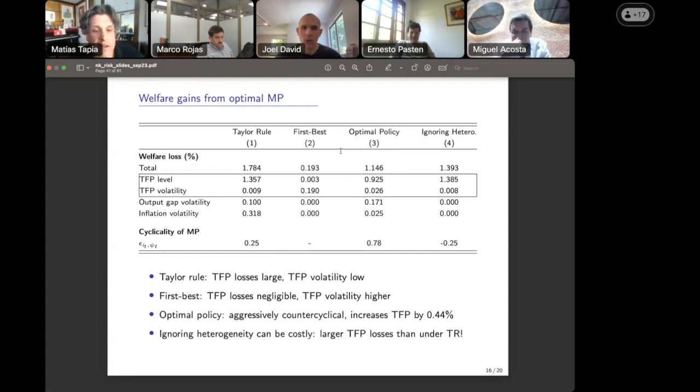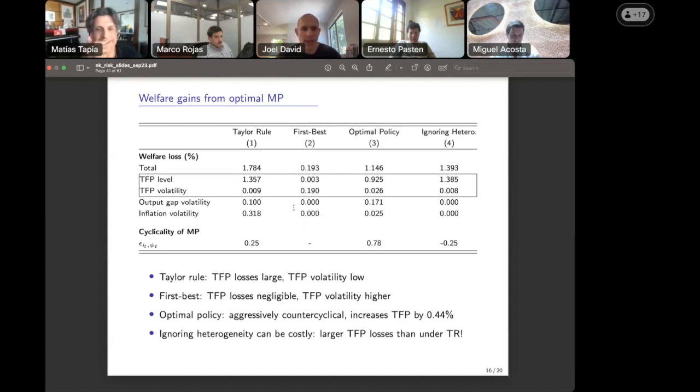Okay. If you look at column 2, what would a social planner want to do? The social planner wants to set TFP almost as high as it can possibly get. The TFP losses here are basically 0, and the social planner does that even at the cost of increasing the volatility of TFP. So what that's telling me is that under the Taylor rule, the allocation here is inefficiently conservative. There's too much marginal product dispersion, and in fact, TFP itself is not volatile enough. The social planner wants a higher level of TFP and wants more volatile TFP.